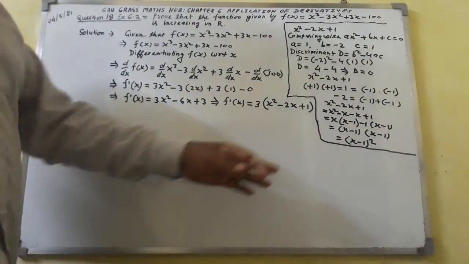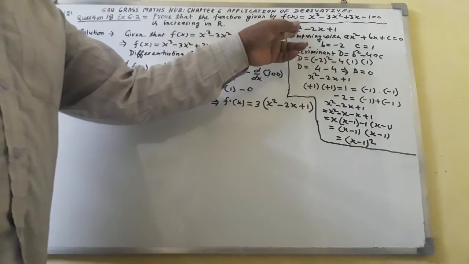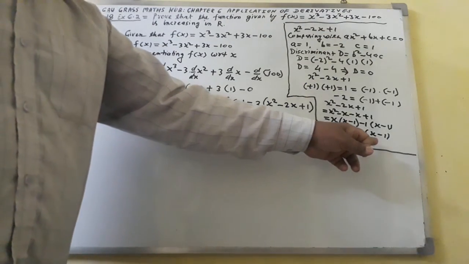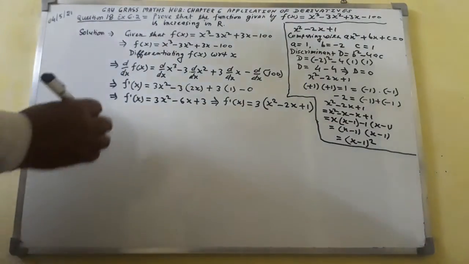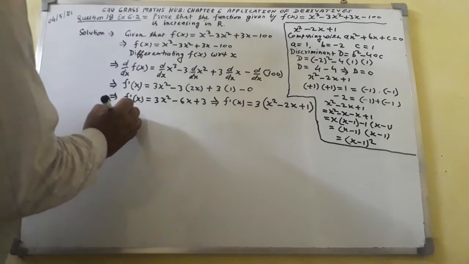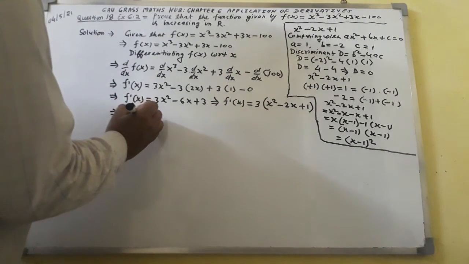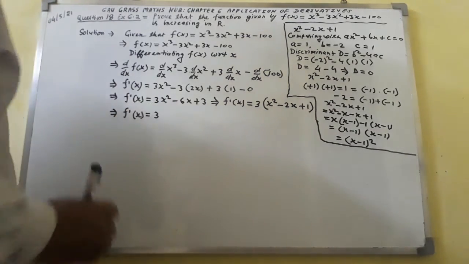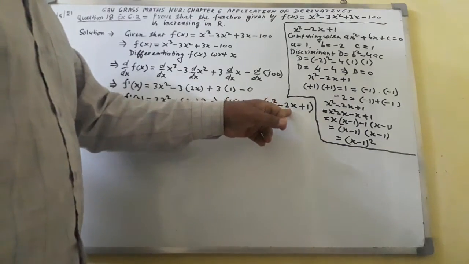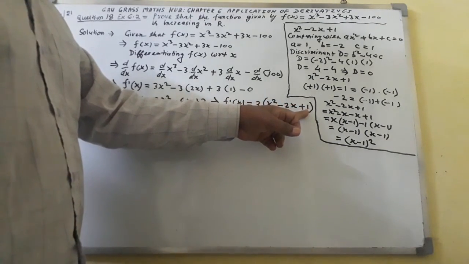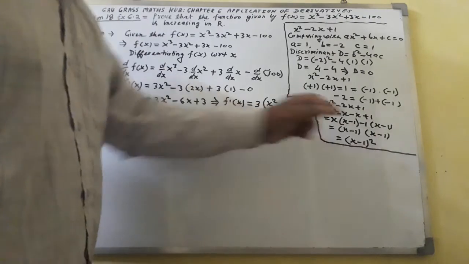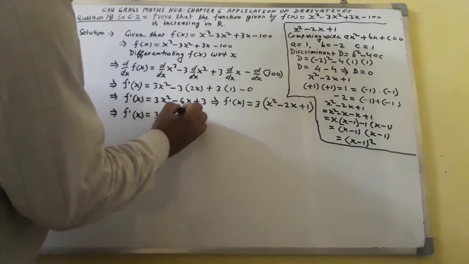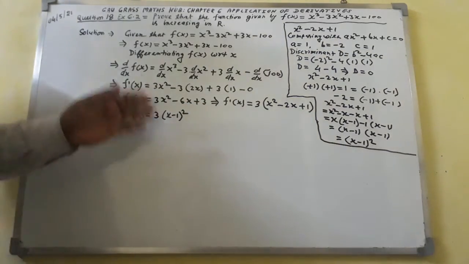This is the proper factorization of this quadratic equation x square minus 2x plus 1. We have got x minus 1 whole square. So here I shall write, implied that f dash of x comes out to be 3 x square minus 2x plus 1 has been factorized as x minus 1 whole square. So here I shall write x minus 1 whole square. This thing you have got.